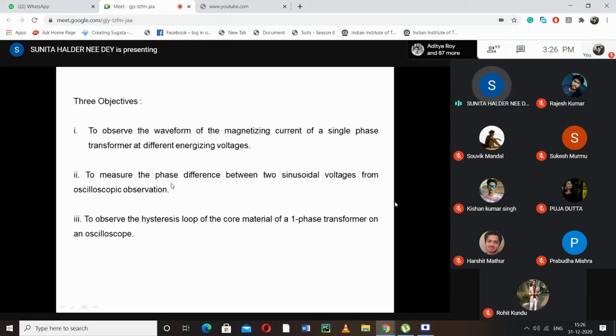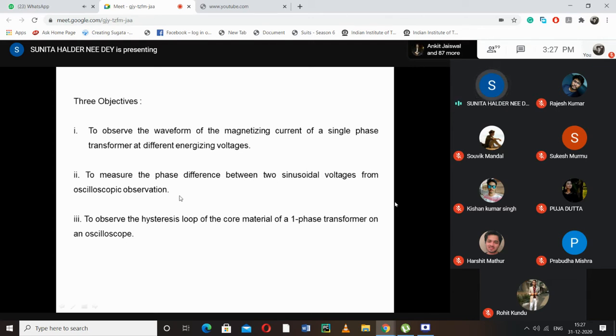Second is to measure the phase difference between 2 sinusoidal voltages from oscilloscopic observation. Actually, the second step is required here to perform the third step, so it is an intermediate step. We shall measure the phase difference between 2 sinusoidal voltages if they are applied at the X plate and Y plate of a CRO. Then by Lissajous pattern we can find out the phase difference and the frequency ratio.